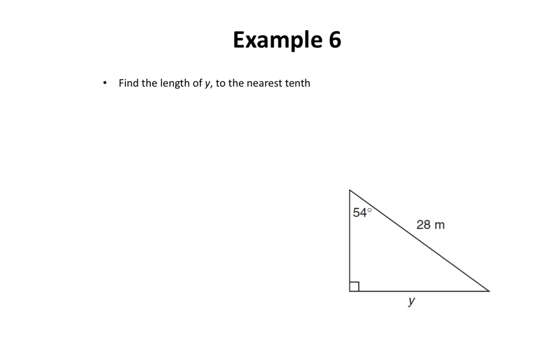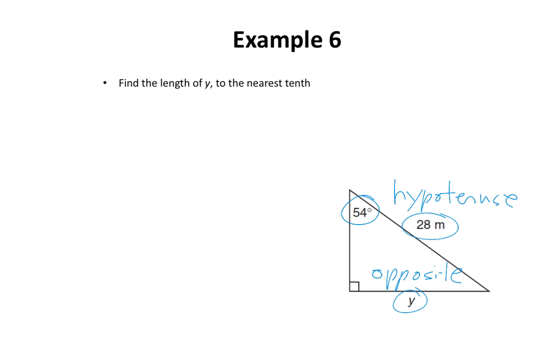In our last example, we want to find the length of y to the nearest tenth. The first thing you want to do is focus in on the angle which has been given, which is 54 degrees. Remember, everything is going to be relative to that angle, which means the side length of 28 meters is going to be the hypotenuse since it is opposite to the 90-degree angle. And the side length of y is going to be the opposite side.